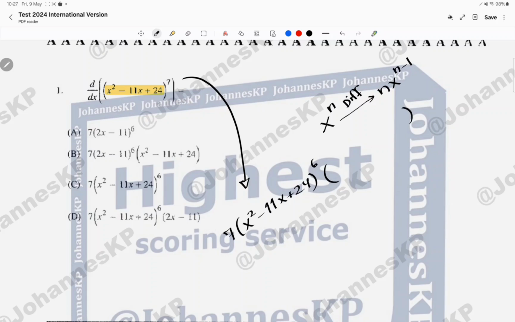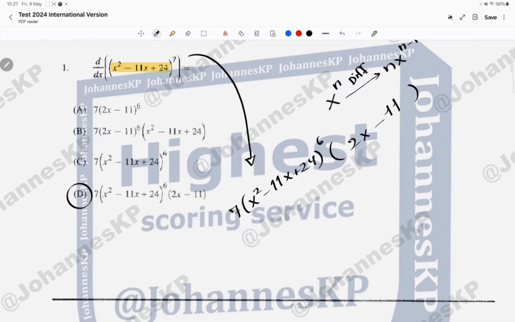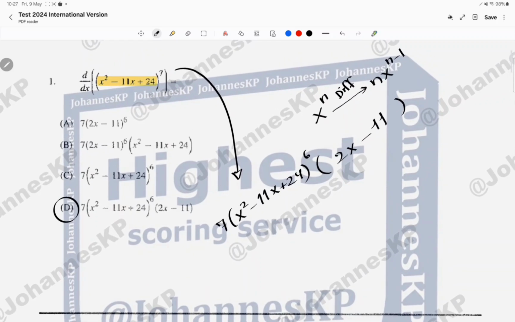So go ahead. What's the derivative of x squared? We cancel 24 since it's a constant. Nice, okay. x squared becomes what? It becomes 2x. And how about minus 11x? Becomes minus 11. So we got our answer, right? Yes. Very good. So after finding the first derivative, we keep the whole equation and then we multiply it by the inside derivative.